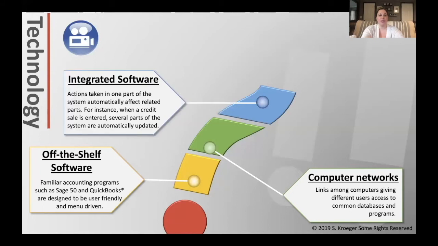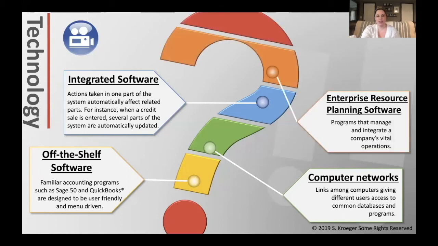Another item to note is integrated software. Once again, this is also common. Actions taken in one part of the system will affect other parts. And in terms of accounting, for instance, when a credit sale is entered, several parts of the system are automatically updated. If you go to the bank and make a deposit and then call customer service, which might be located in a different part of the country, they can look up the same information that you just did at your local branch. You can also go online and see your transaction that was made. It's all connected. When I use Ocean Connect to put your grade in, it then automatically updates the transcripts and student planning as well. So these are all integrated systems.